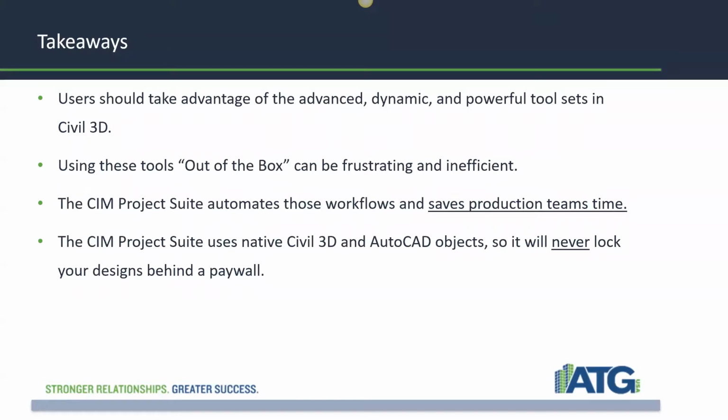And the key thing on this is because the CIM Project Suite uses native Civil 3D and AutoCAD objects and functionality within the software, if you cancel your CIM Project Suite or you send this to a client that doesn't have the CIM Project Suite, it doesn't matter for them. It's not like it's a tool that you need on your machine. One person can have it on the machine, do the design, give it to someone else. They can still see the pipe network without any issues. Again, you can send it off to someone. They don't have to have the CIM Project Suite to have a functional drawing. So it will never lock your design behind a paywall or, hey, if you didn't renew your subscription, all your tools are now locked up and you're in trouble.